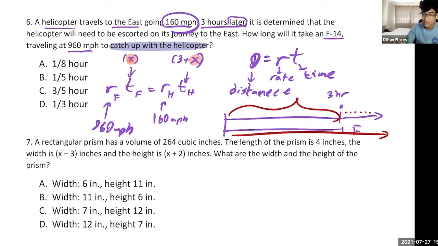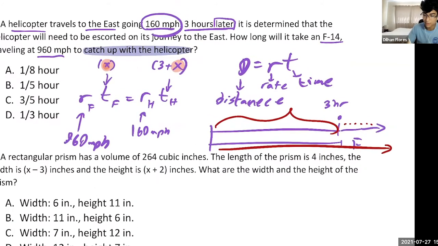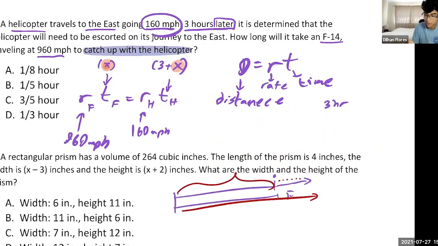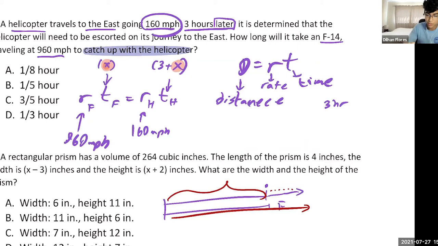All right. So now we have all this here. I'm going to put that there. I'm going to rewrite this equation. So our rate for the F-14 is going to be 960. And we're multiplying by our time, which is X. And then our rate for the helicopter is 160. And then our time for the helicopter is going to be 3 plus X.